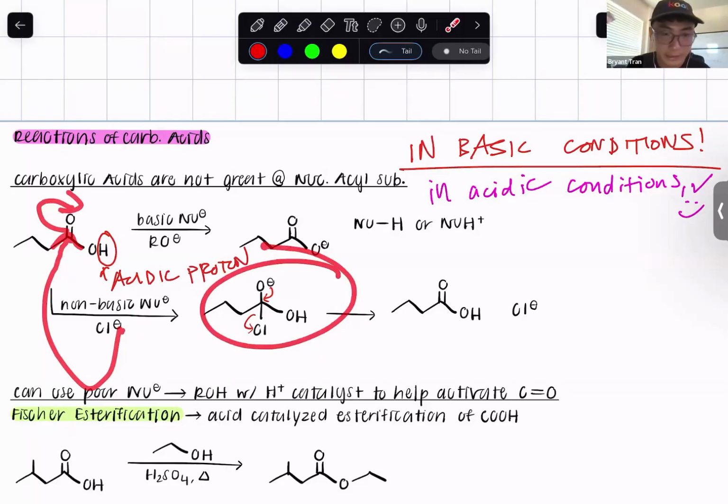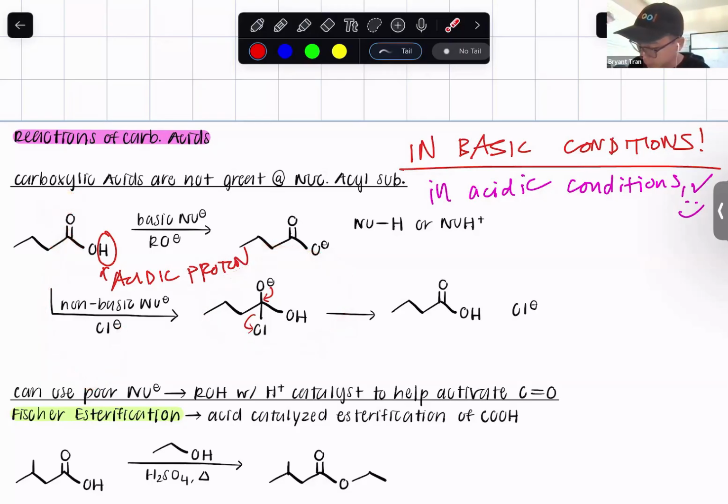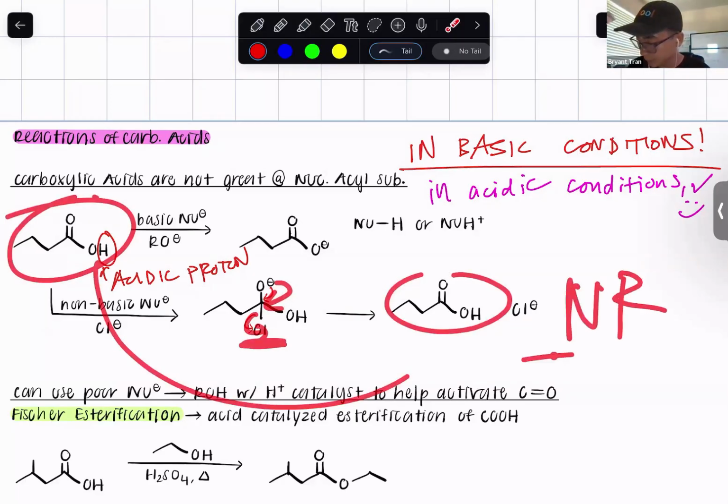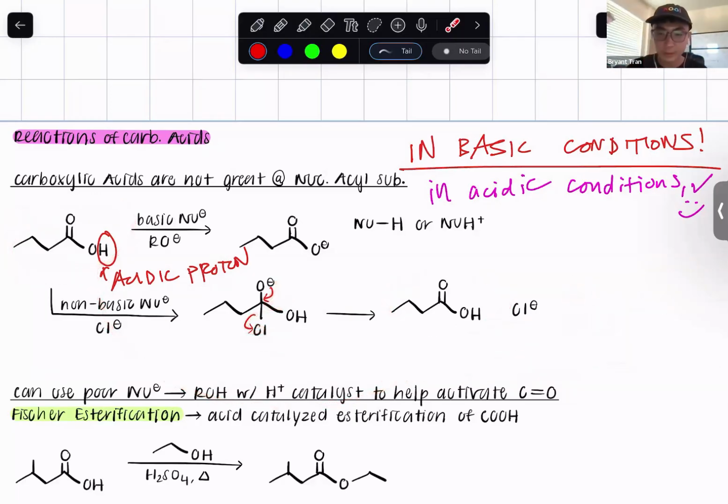Right? And then once we get that tetrahedral intermediate, we have two leaving groups, and the better leaving group here is the Cl, the chlorine. So when we reform the carbonyl, we kick out the chlorine, getting back to what we started with. So this is basically no reaction. Okay.